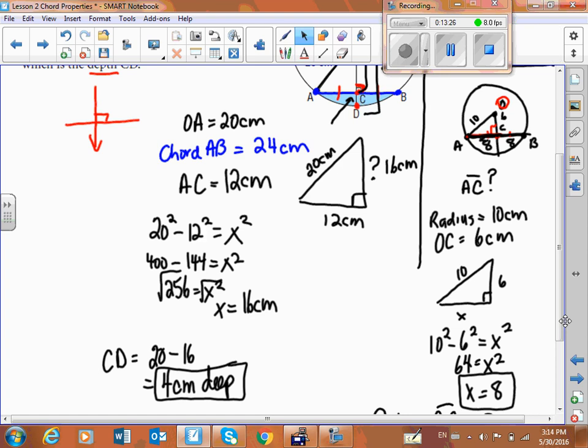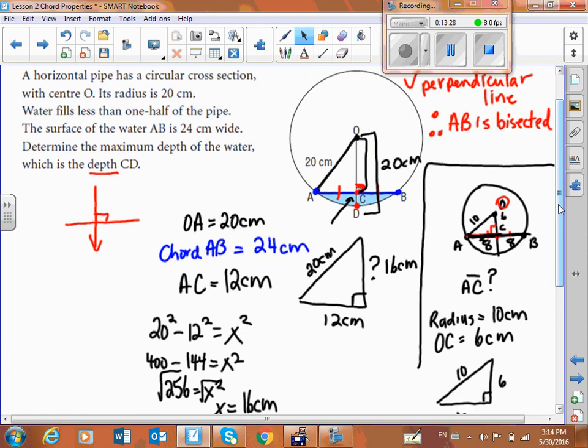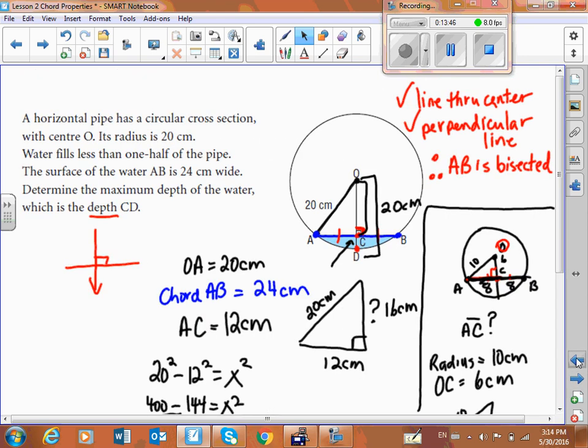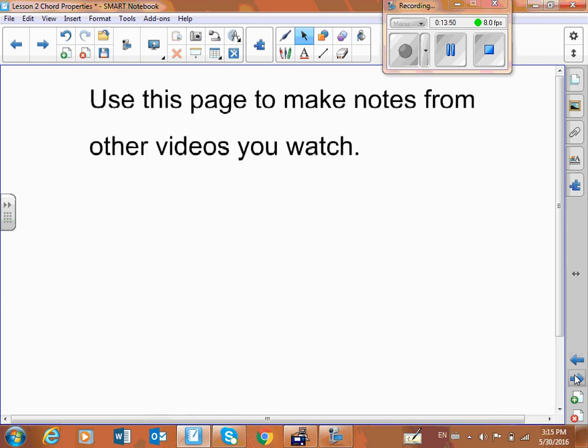Okay? So, multi-step question. We had to first figure out OC, which was part of the right angle triangle. Then we used our knowledge of the size of the radius and subtracted that OC away to get CD. Okay? All right. That's all I have for examples. When you come to class tomorrow, you're going to get the opportunity to practice a little bit more.